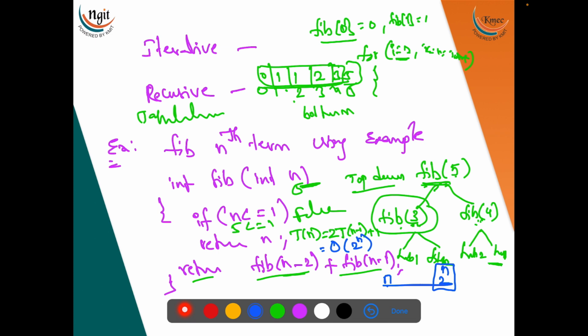So I wanted to reduce this 2 power n. What I am going to do is take some array, and in this array I update the value once it is found. I am not going to call the function recursively. If I get the value of Fibonacci 3 here, I just update the Fibonacci 3 value in the array, whichever value I found. So when the function is called again here, I am not going to execute the function because the value is already updated in the array. With this, I reduce the time complexity.